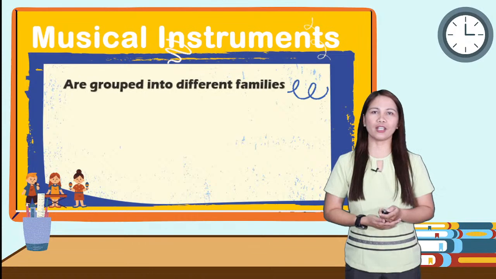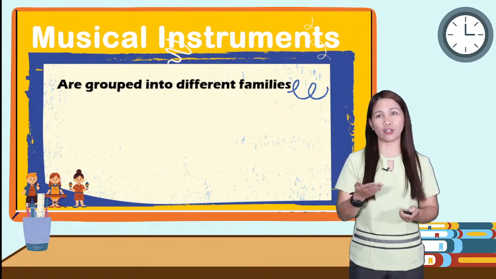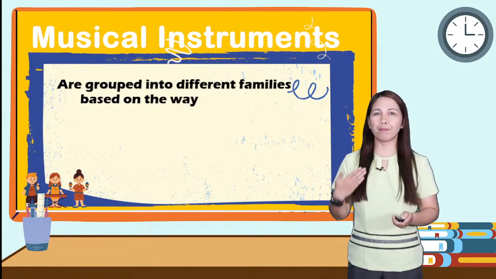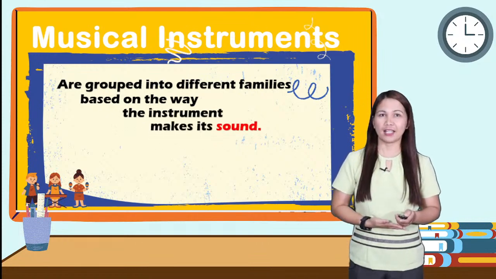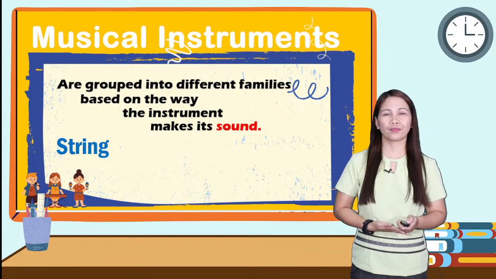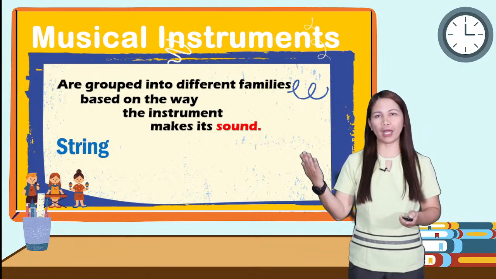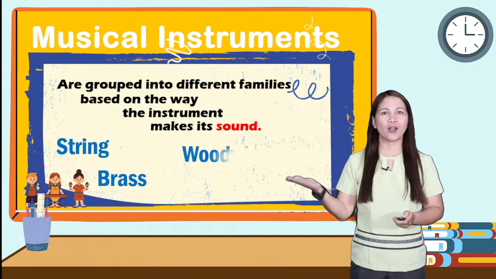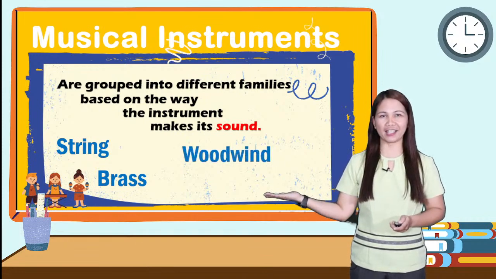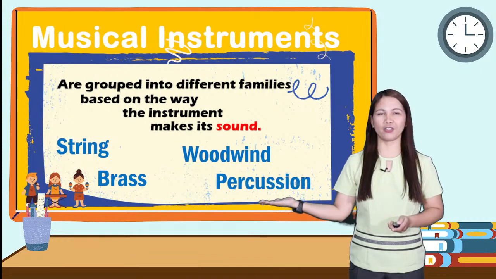For musical instruments, these are grouped into different families, right? Based on the way the instrument makes its sound. So we have, again, the four families. We have the string family, the brass family, we have the woodwind family, and the percussion family.